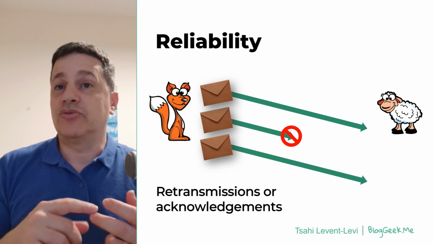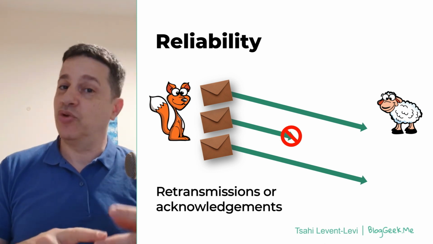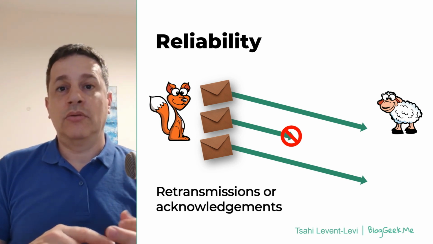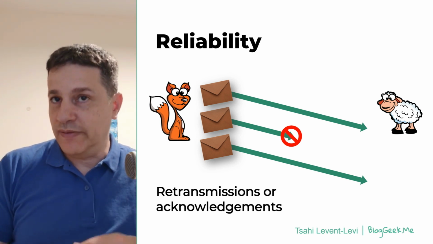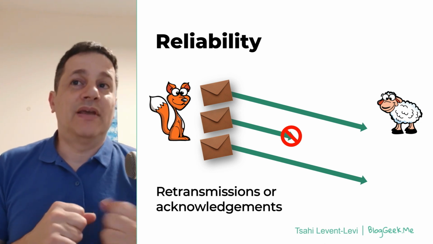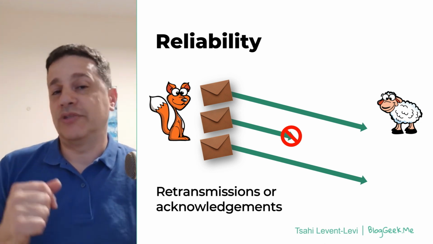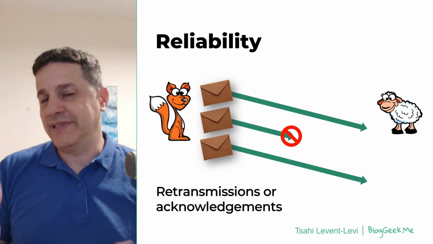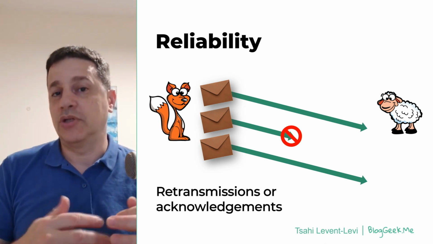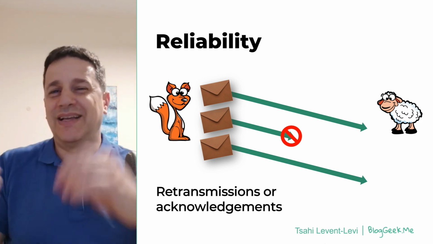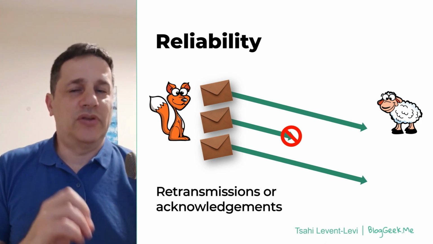Well, we can use retransmissions, sending messages more than once, or acknowledgements. The receiver can say, I acknowledged messages 1 and 3, didn't receive message 2, and then message 2 will be sent again. That would be a retransmission. How does that exactly happen? That depends on the exact protocol.